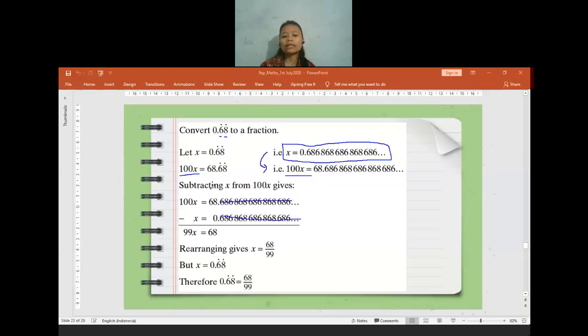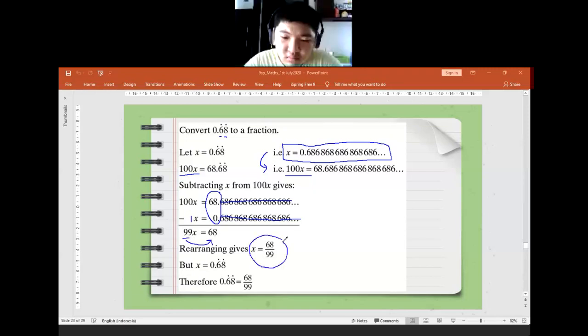So now we only read 68 minus 0. 68 minus 0 equals 68. 100x minus 1x equals 99x. And then the 99 will move to the other side and become division. That's why it will be 68 over 99.